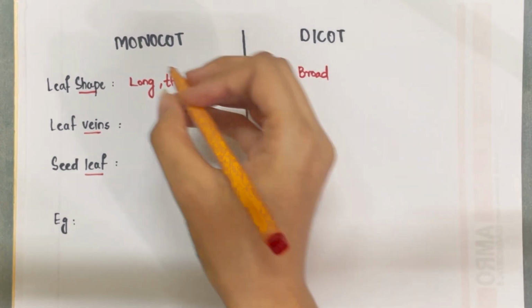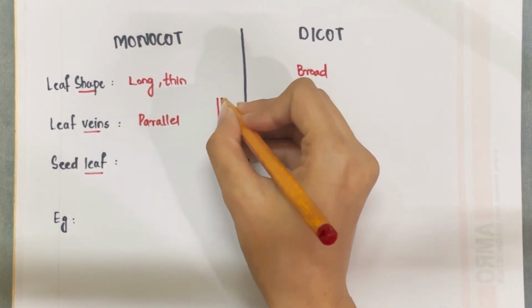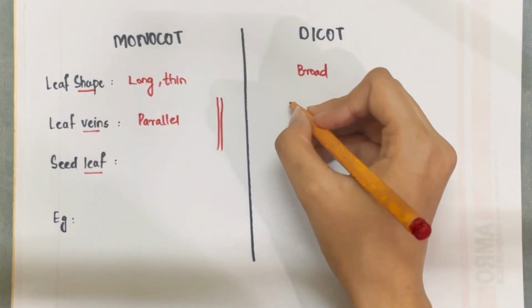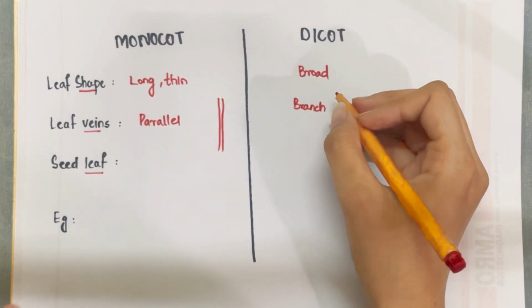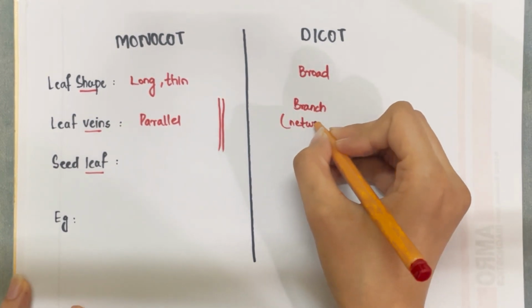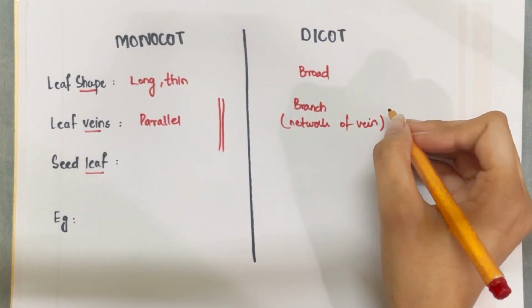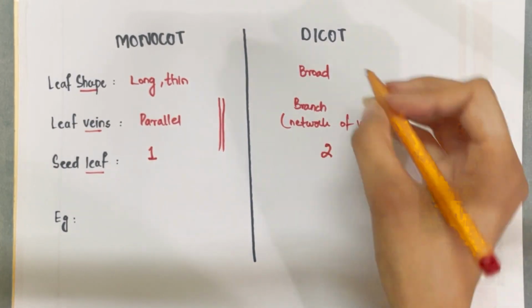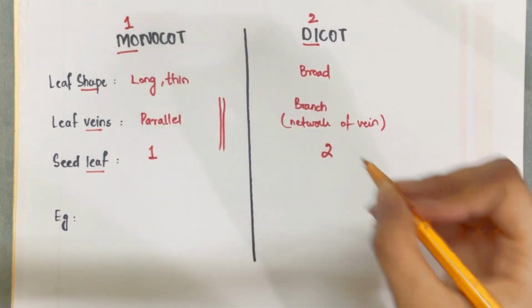The leaf veins in a monocot are parallel, meaning they are mostly parallel and long, whereas in a dicot they are mostly branch-shaped, a network of veins. The number of seed leaves in a monocot is 1 and in a dicot is 2, as is visible from the name: di means 2 whereas mono means 1.